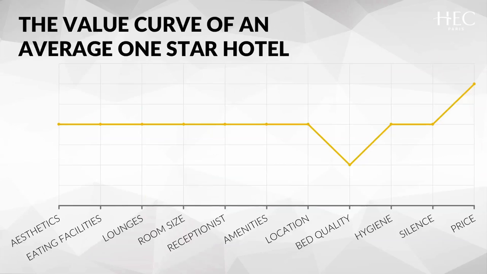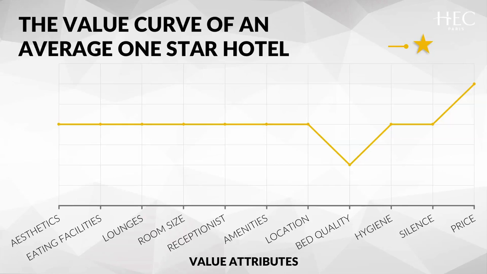Let's look at an example, the value curve of an average one-star hotel. On the horizontal x-axis, I have listed what we call value attributes. In other words, the factors of competition in the hotel industry. They also correspond, in fact, to the criteria that clients use to choose an offer. So here I have listed 11 value attributes, including the room size, the aesthetics, the lounges, the eating facilities, the amenities one can find in the room, the reception and associated services, the silence, the hygiene, the bed quality, the location, and of course the price.